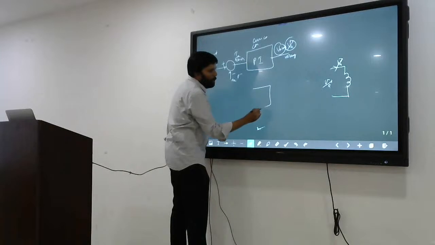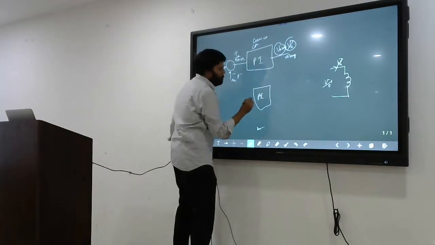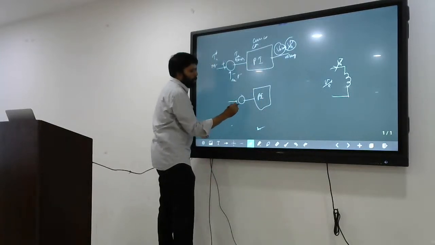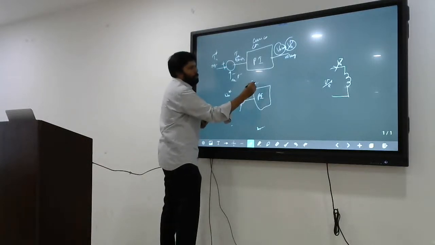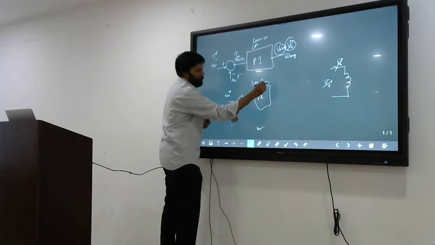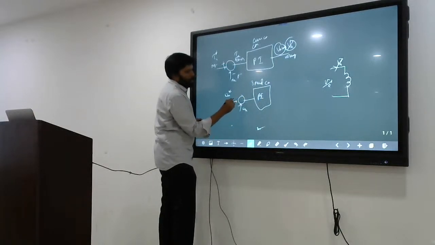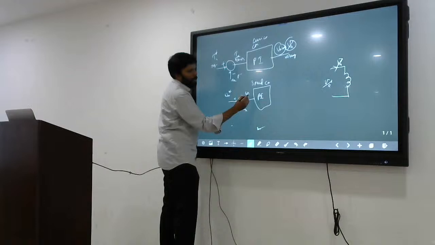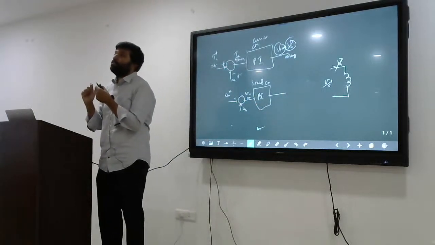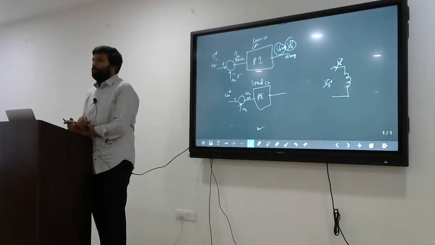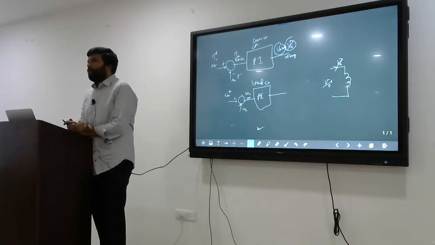Now come to, let us assume omega m star, speed controller. This is called speed controller. This is actual speed, then this is speed error, omega m error. So what is the expected output of the speed controller? If there is any speed controller in your loop, the input to the controller is speed error.